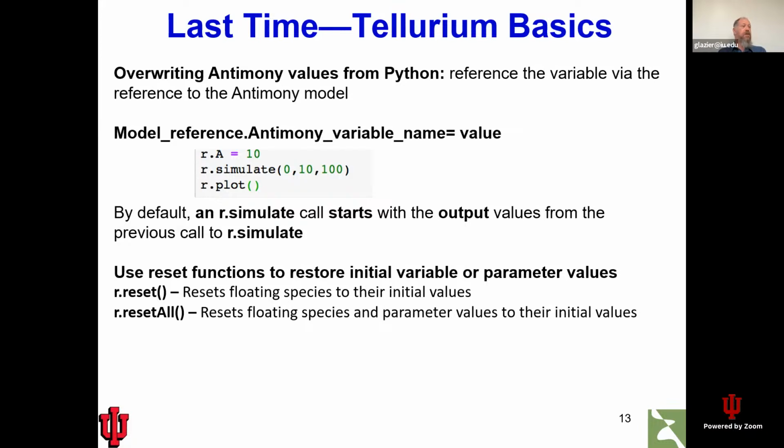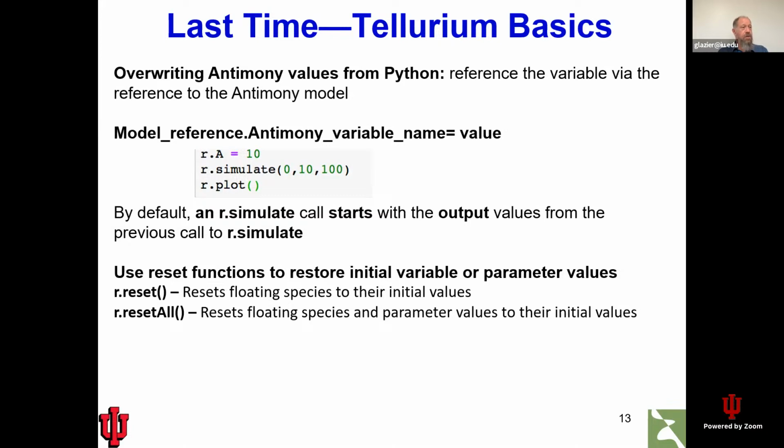And the answer is if you loaded a model in, you use whatever the model reference or the model handle is. So if I loaded the model under the name r, then r.A would be a reference to the Antimony variable named A. And I can read from that or write to it.